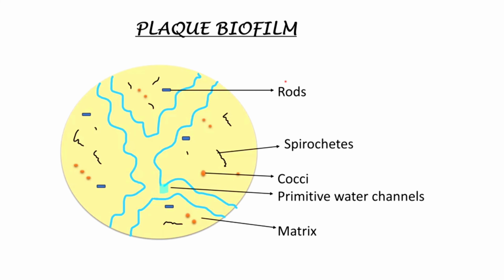I have made this pictorial representation of plaque biofilm. These are the rods. This is the extracellular matrix. These are the primitive water channels. And the matrix contains cocci, rods, and spirochetes. You can make this simple diagrammatic representation of plaque biofilm in your exams.